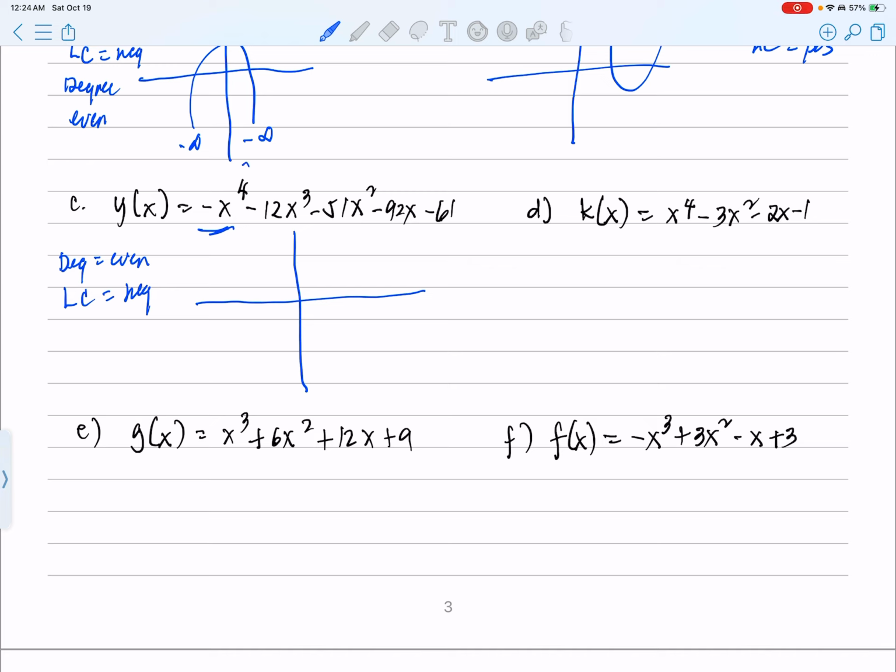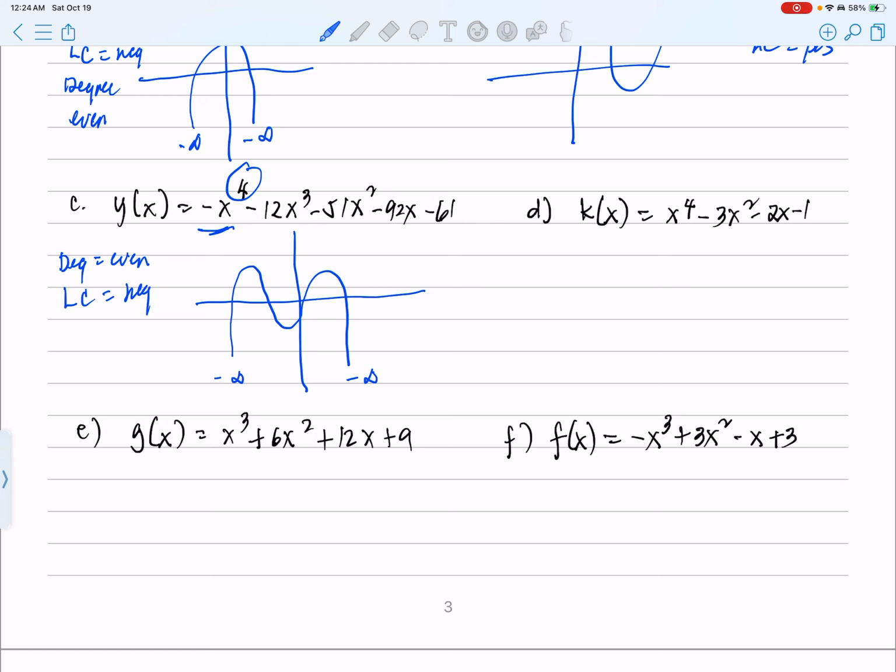But the degree is 4, so I have to make 4 turns. So I could start. Both of them are facing down. So I would say 1, 2, 3, 4. That is negative and negative infinity.